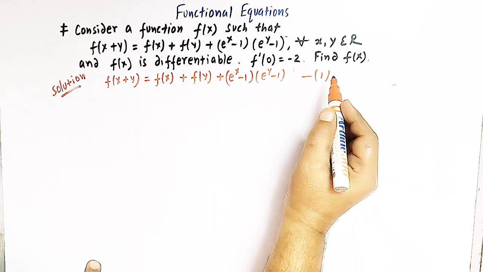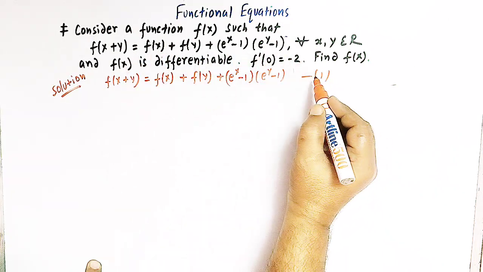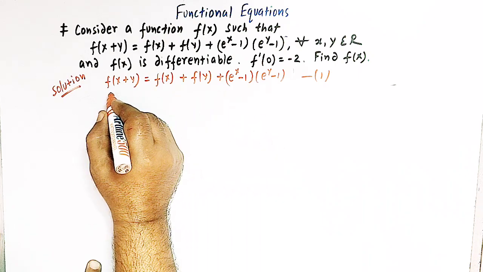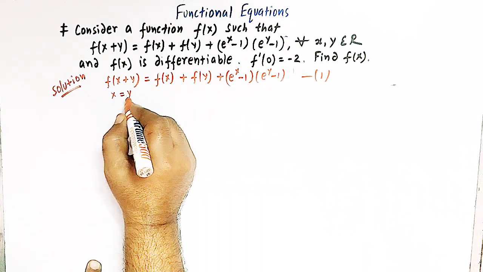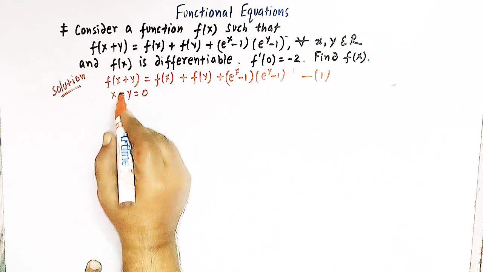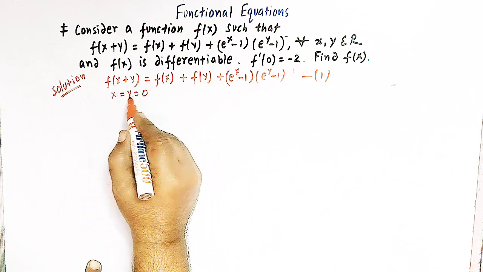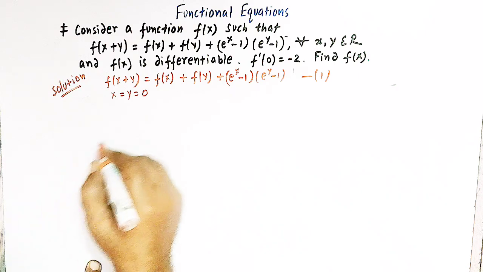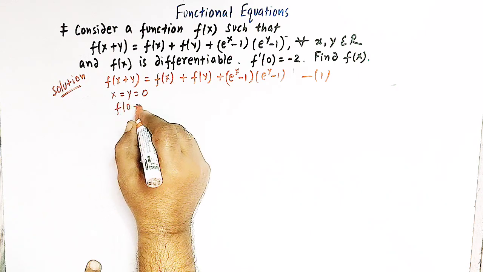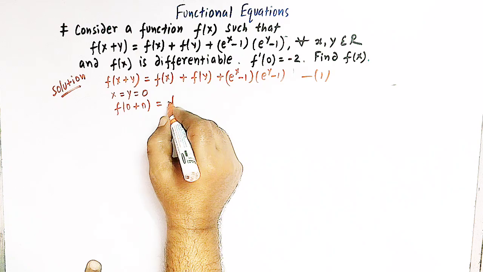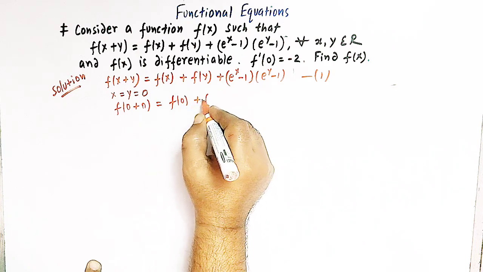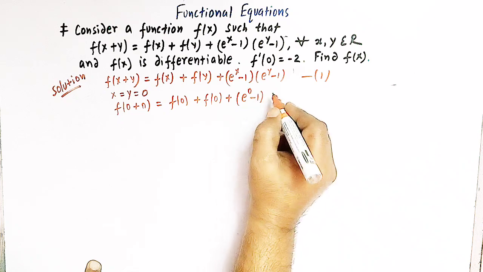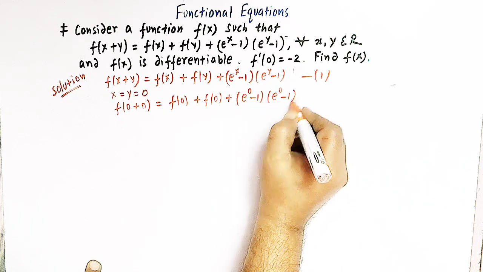So let us call this functional equation as equation number 1, and let us start by substituting x is equal to y is equal to 0. So here let us substitute x is equal to 0 and y is equal to 0 to get the value of f of 0, right? So we have f of 0 plus 0. Here we have f of 0, f of 0, and here we have e raised to 0 minus 1, e raised to 0 minus 1.